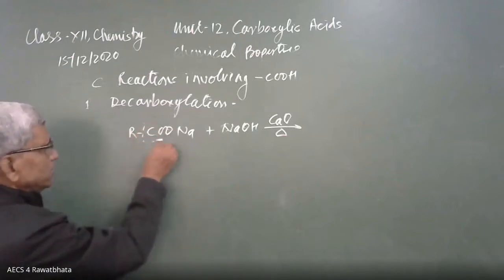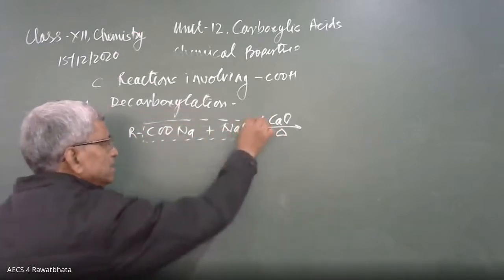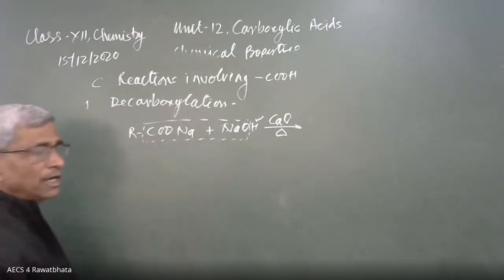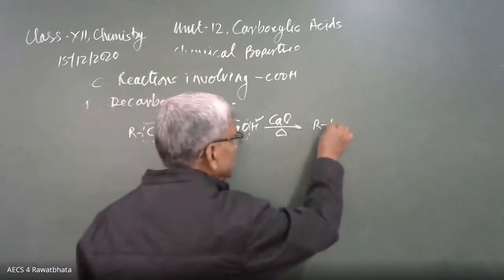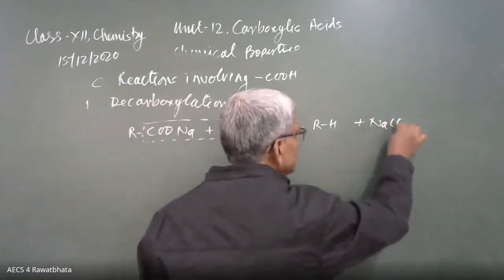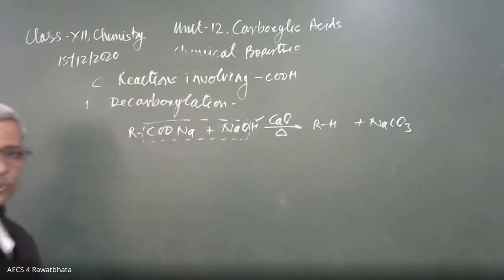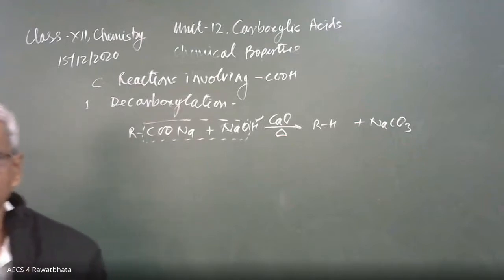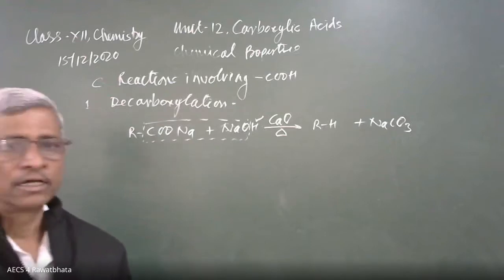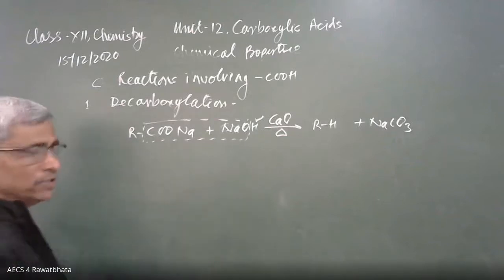And in the process, COO from here and NaO from here. See that only H is involved in this reaction from here, and this H joins to the alkyl group. It forms RH. RH is the alkane. RH plus Na2CO3, sodium carbonate. Since this carboxylic group is going out in this process, that's why it is called decarboxylation. D means removal of carboxylic group. Here the sodium salt of the carboxylic acid is taken, that's why it is the decarboxylation process.